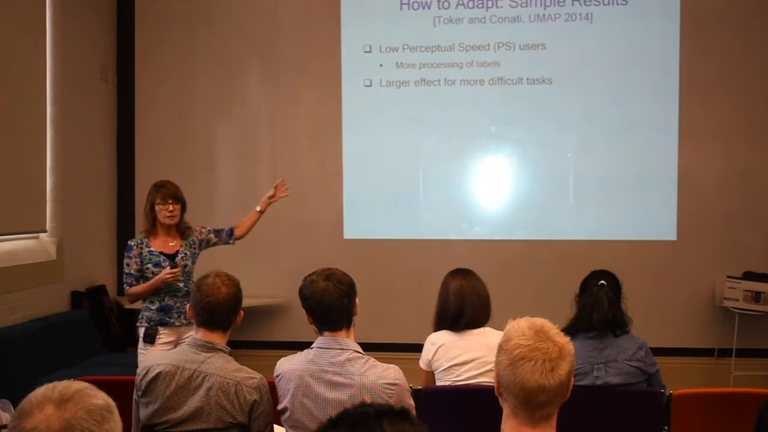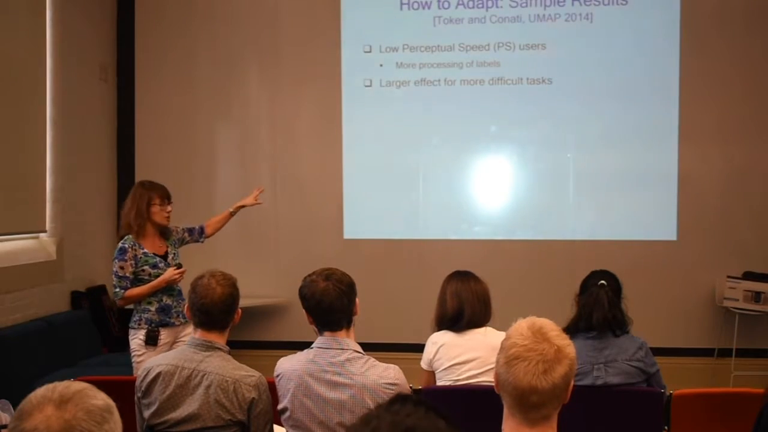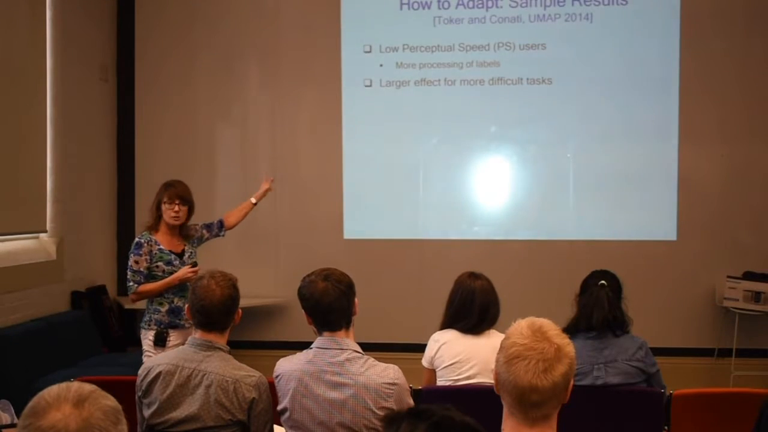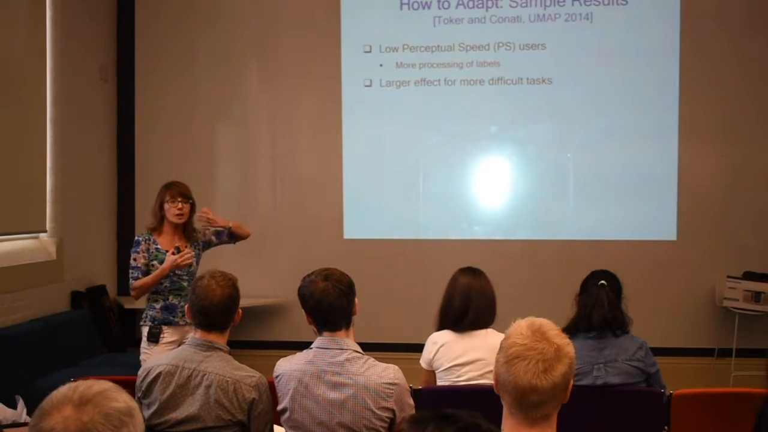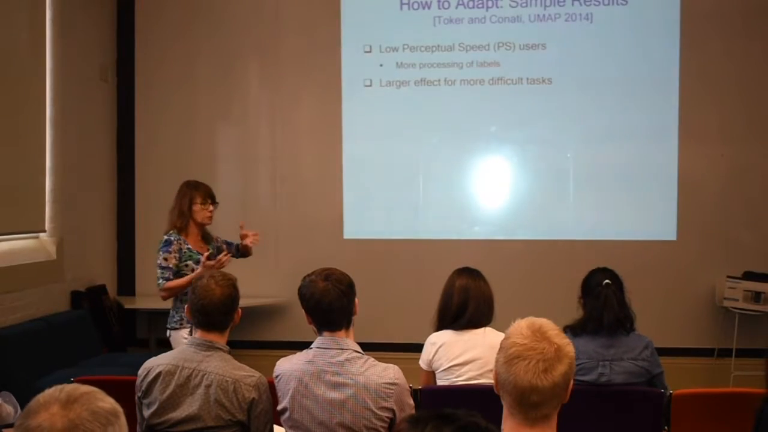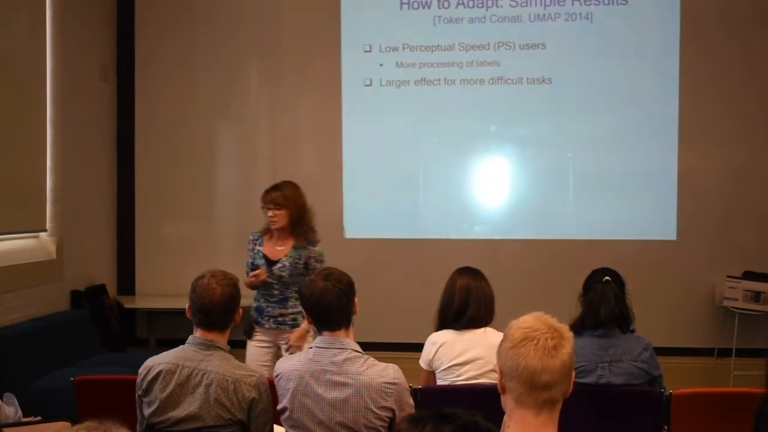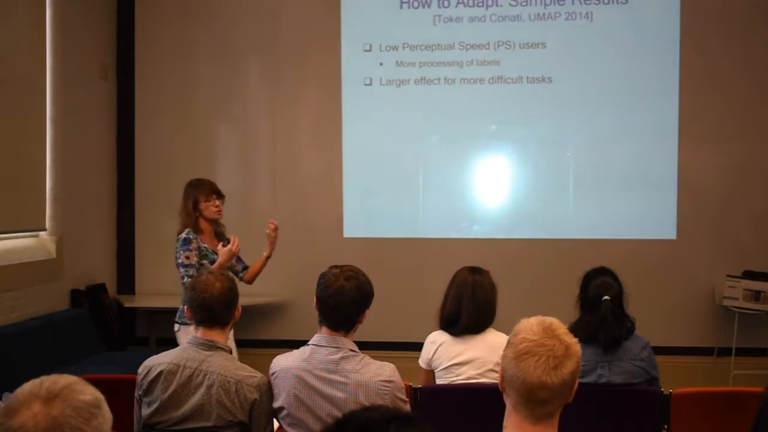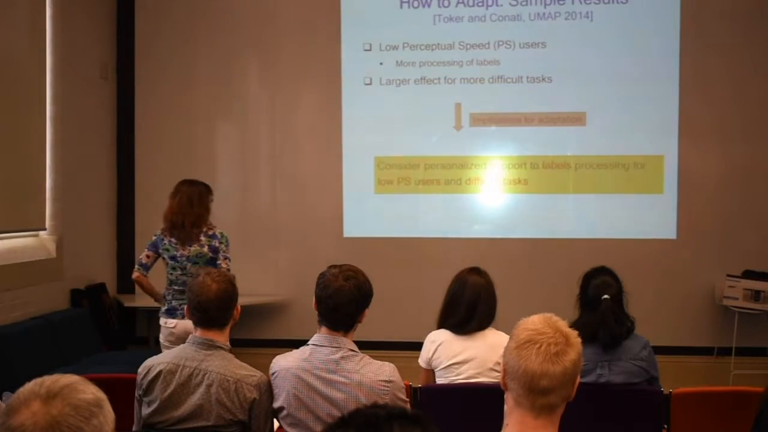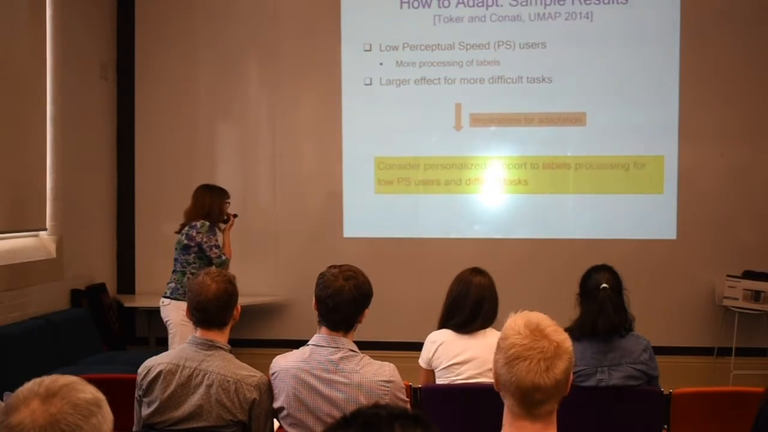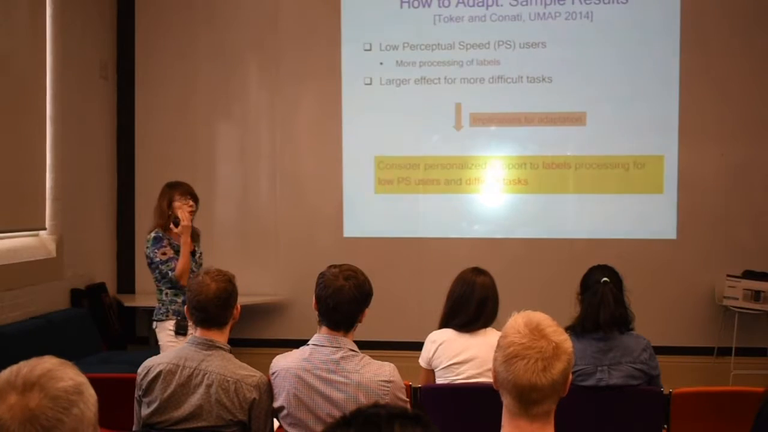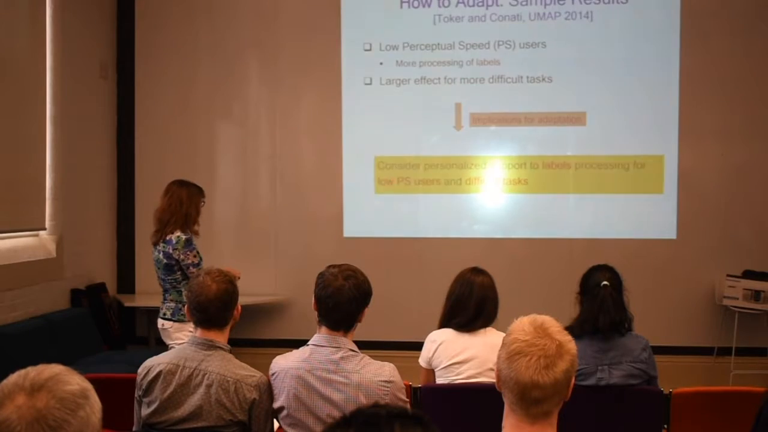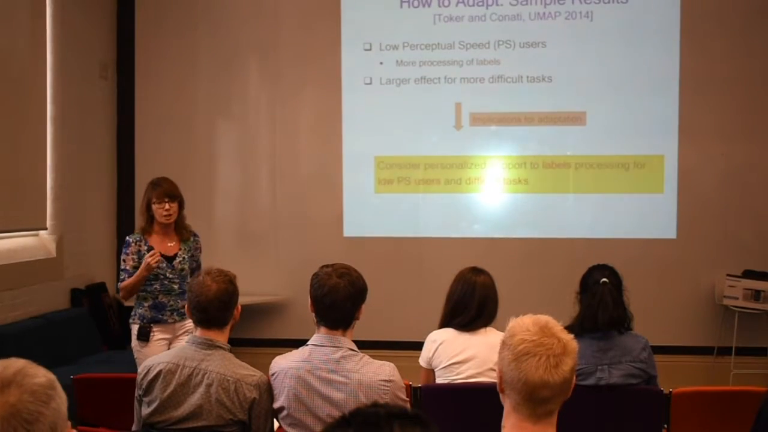So that's where, and the low perceptual users, as we said before, tend to be slower. So this is an indication that this could be an area in which they are kind of falling behind a little bit, so to speak, with respect to high perceptual speed users, because they get caught into going back and forth and needing to process the labels longer. So in terms of implications for adaptation, one should consider looking at ways to support label processing for low perceptual speed users when the tasks get hard, okay?